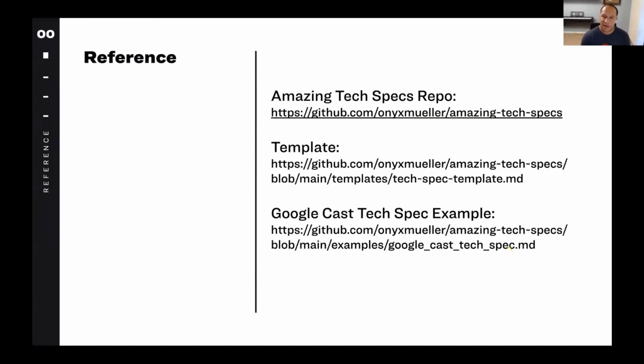So lastly, I've created a little reference page. I've created an amazing tech specs repo and made it public and put it on GitHub. It contains a tech spec template that can be used as a springboard for tech spec authoring. It also has an example, the example tech spec that I referenced in this talk around building a Cast integration into your apps. I'll likely update this over time.